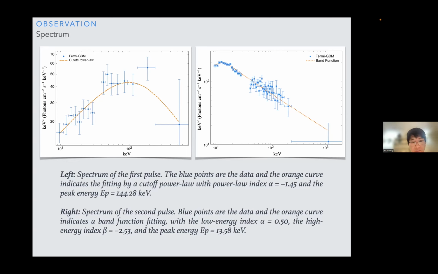And the total energy in the second pulse is 2.5 × 10^50 erg, and the average luminosity is about 2 × 10^49 erg per second. So we can see the second pulse is more energetic.